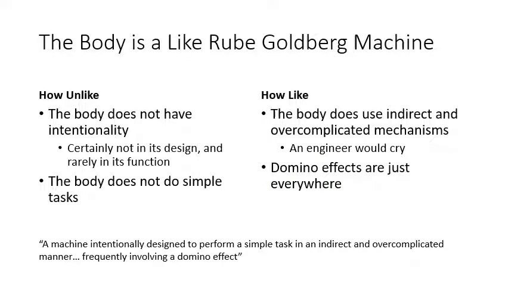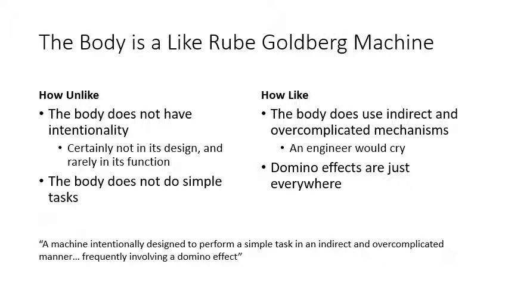So just to summarize, I've got a breakdown of how the body is like a Rube Goldberg machine in terms of its functioning and how it's not like it. The Rube Goldberg machine uses indirect and overcomplicated mechanisms to achieve its goal, or whatever its function is. The body does just the same thing. All of the mechanisms in the body are way more complicated than they need to be, or at least way more complicated than it would seem like they need to be. If you were an engineer designing some machine to function like how the body functions, you wouldn't make it that complicated. If you did, you would probably be fired.